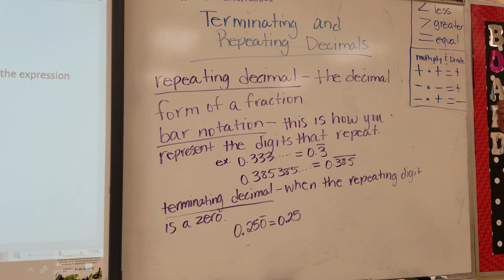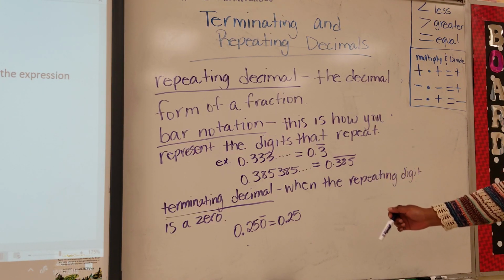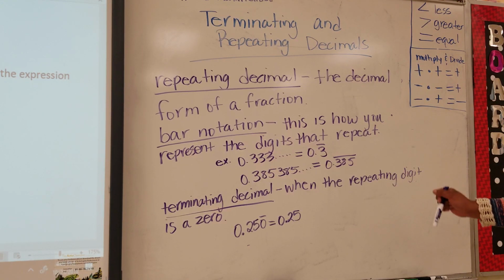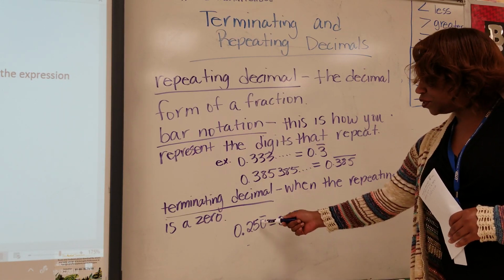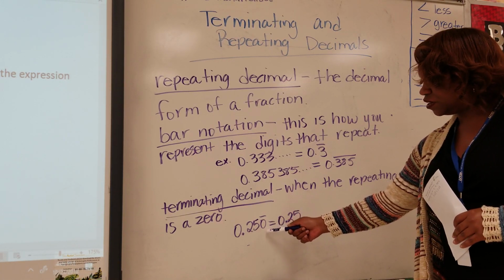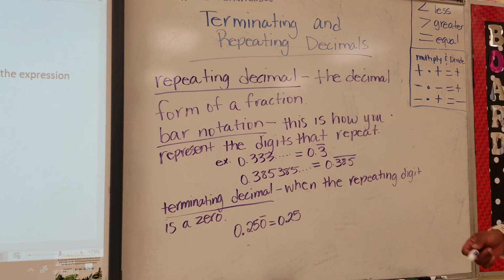If you do it by long division, you will still get 0.250, and that 0 will repeat itself. So instead of us writing 0.25000, which is pointless, you could either A, put a bar notation over the 0, or just leave it at 0.25. This is saying that it is a terminating decimal. Why? Because the repeating digit is a 0.